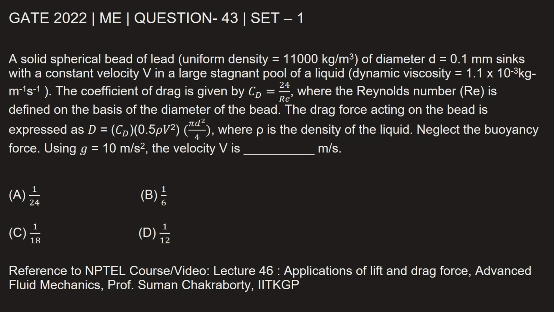The coefficient of drag is given by CD equal to 24 by RE, where Reynolds number RE is defined on the basis of diameter of the bead. The drag force acting on the bead is expressed as D equal to CD into 0.5 times rho v square into pi d square by 4, where rho is the density of the liquid. Neglect the buoyancy force. Using g equal to 10 meter per second square, the velocity v is dash meter per second. Let's find this out.